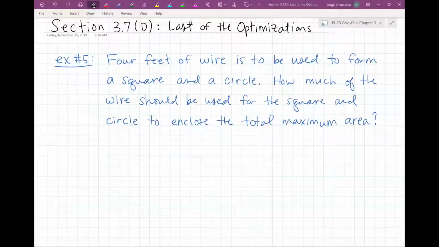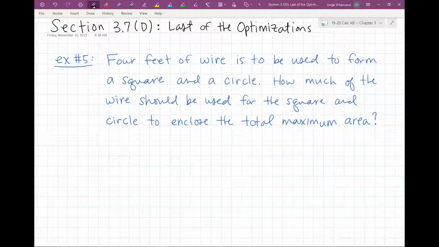All right, so in this problem, they're going to give us 4 feet of wire total, okay? And it's going to be used to form a square and a circle, okay? So two things. I guess you could say square and/or a circle, because maybe all of it being used for a circle would be best.